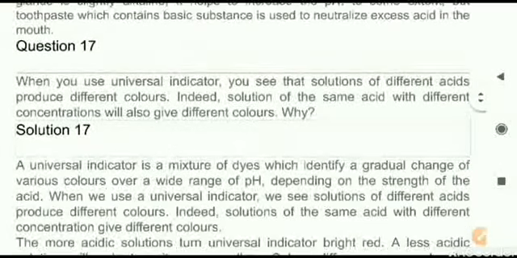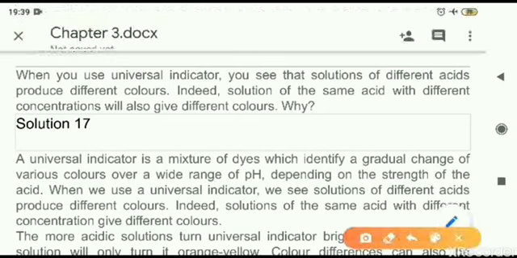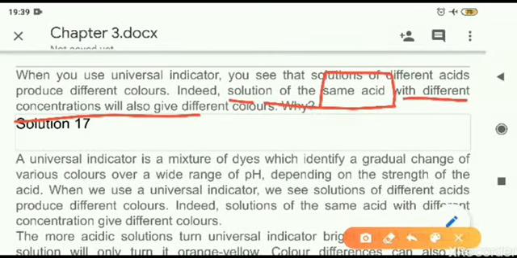Question 17. When you use universal indicator, you see that solutions of different acids produce different colors. Indeed, the solution of the same acid with different concentrations also gives different colors. Why is it so? In this question, what they are asking is that the solution of the same acid with different concentrations will give different colors. Definitely it will happen. Different concentration means what?